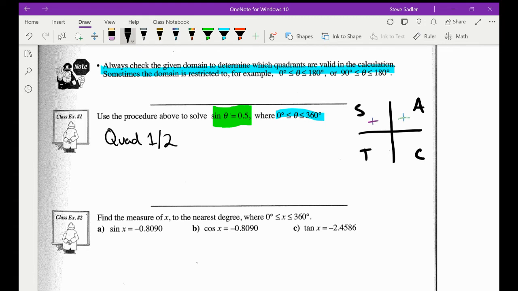So we are going to use the second function. Some calculators have second, some will have a shift. You have to figure out how to type this into your calculator, but you should be able to do sine to the negative 1 of 0.5, and that will give you your theta value. So theta equals 30 degrees. This is our reference angle here.